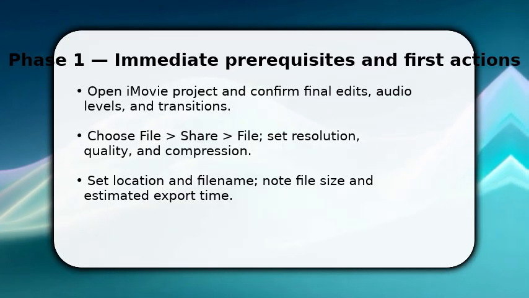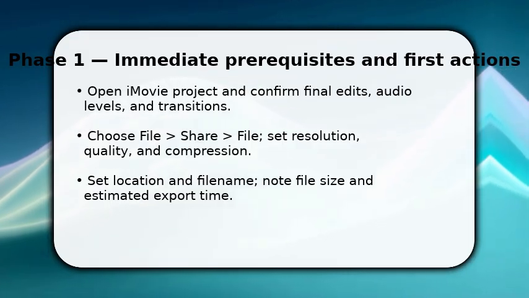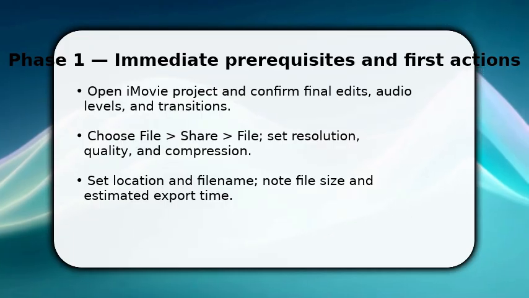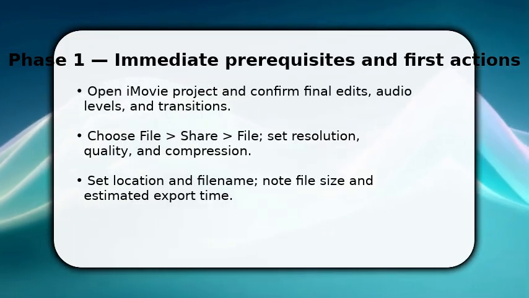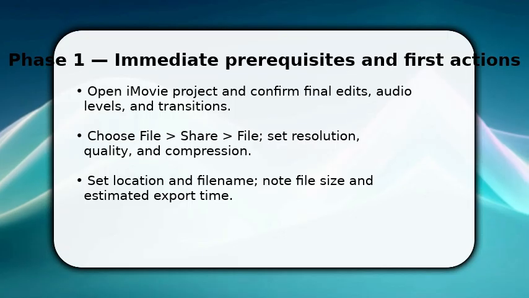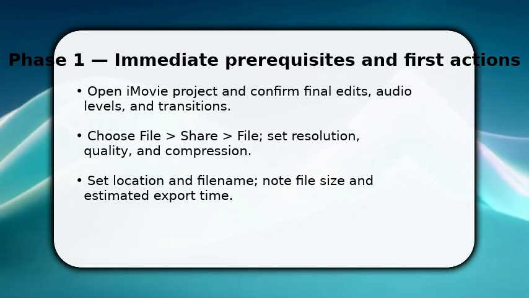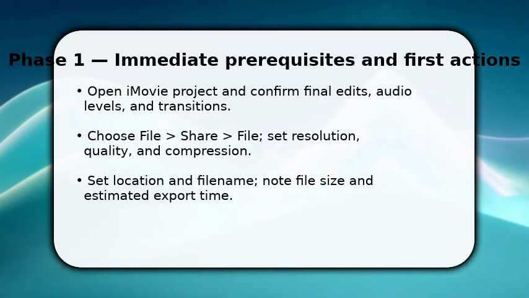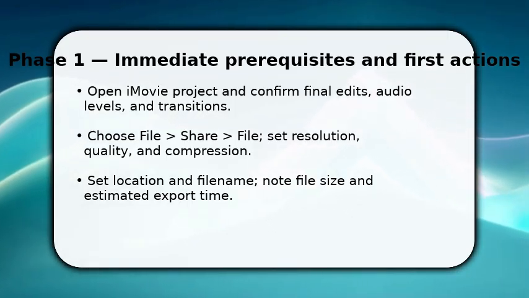Next, choose File, Share, then File to export. Pick resolution and quality that match your intended viewers. Select a codec and compression setting that balances size versus clarity. For web links, 1080p, H.264 usually works.